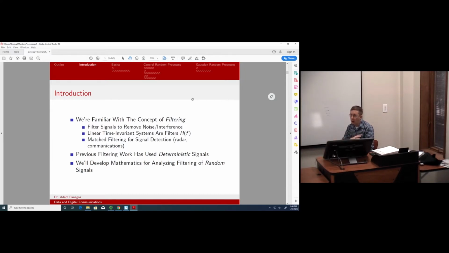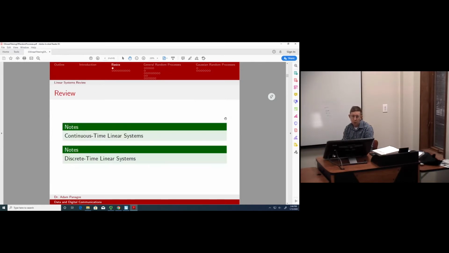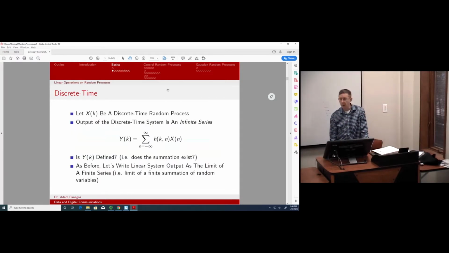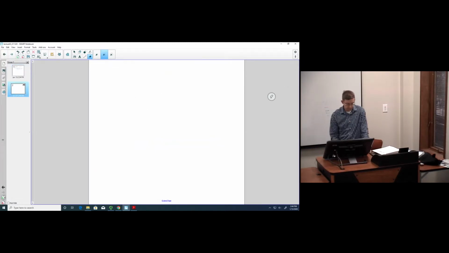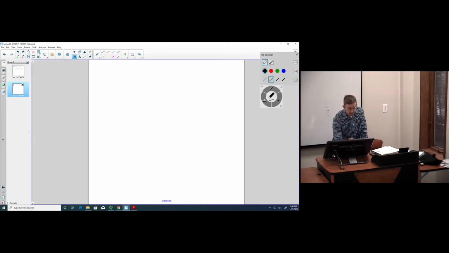How do I describe the output of a linear system given a deterministic input? Those equations will be showing up today and be good review once we do switch over to random signals. So let's do a little bit of a review, and then we'll dive into linear operations on random signals. The first one is going to be continuous time linear systems.